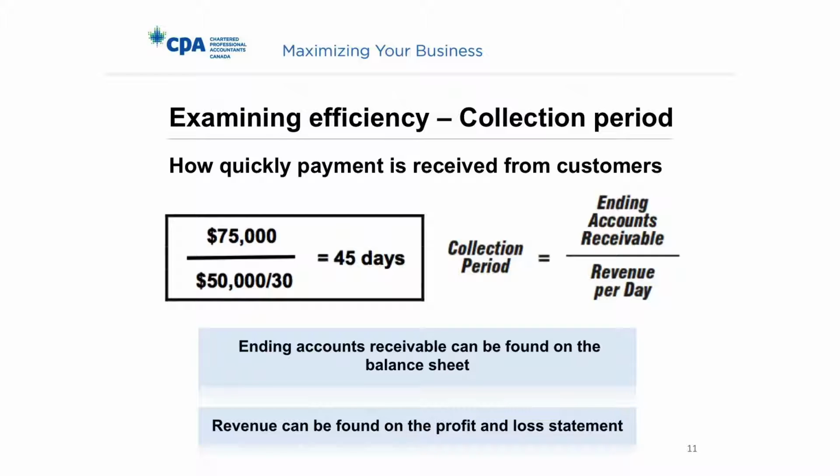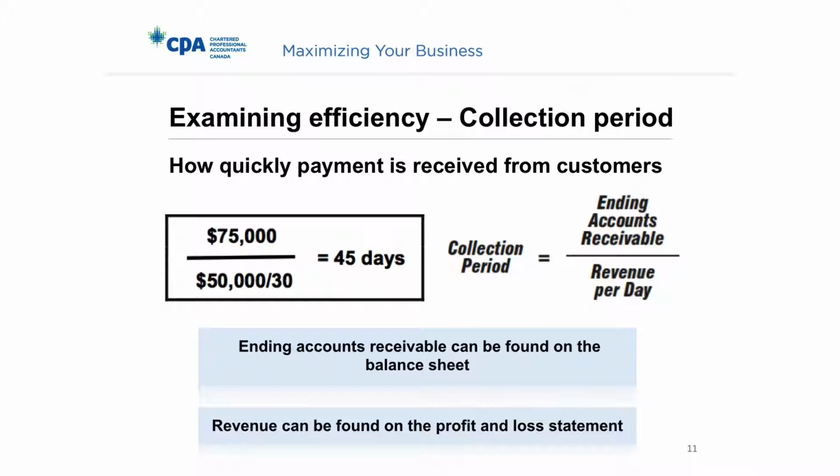The next operational efficiency ratio we'll look at is the collection period. The collection period measures how quickly payment is received from customers. So in addition to purchasing the inventory, the other use of cash is that you need to purchase your inventory today and allow your customers to pay at a later date. So the amount of money that the business is out of pocket during this time lag is reflected in its accounts receivable. The collection period is a measure of how quickly or slowly customers are paying back to the business.